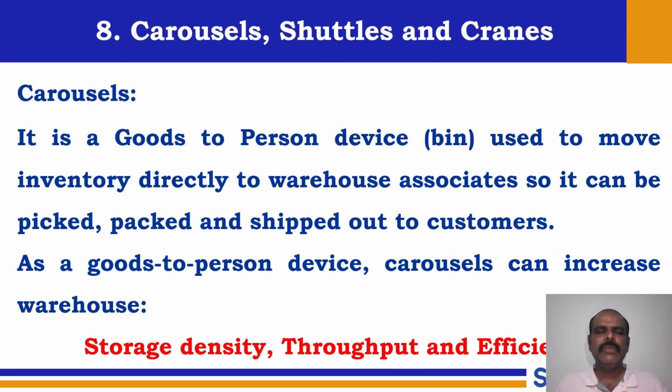Carousels. It is a GTP, that is, goods-to-person device, a simple plastic bin used to move inventory directly to warehouse associates so it can be picked, packed and shipped out to customers. As a GTP device, carousels can increase warehouse storage density, throughput and efficiency. So carousels are nothing but plastic bins.